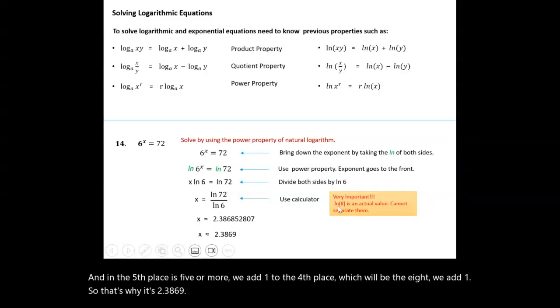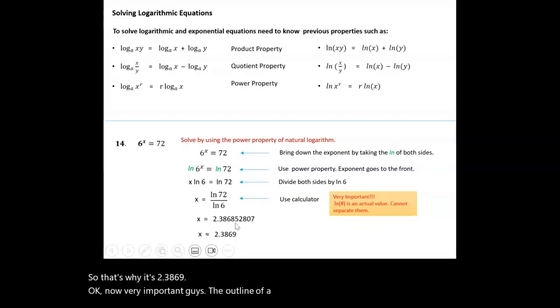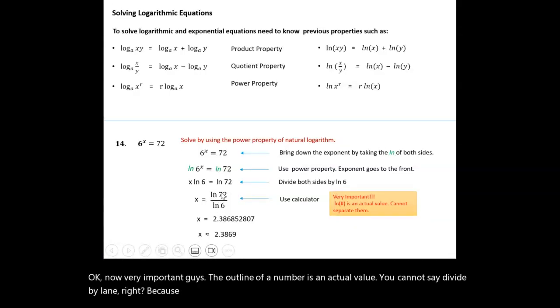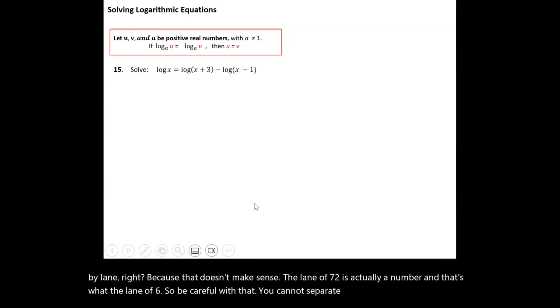Okay, now, very important, guys. The ln of a number is an actual value. You cannot say divide by ln, right? Because that doesn't make sense. The ln of 72 is actually a number, and also the ln of 6. So be careful with that. You cannot separate them.